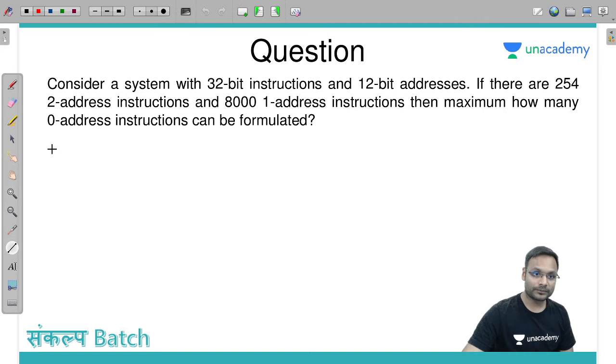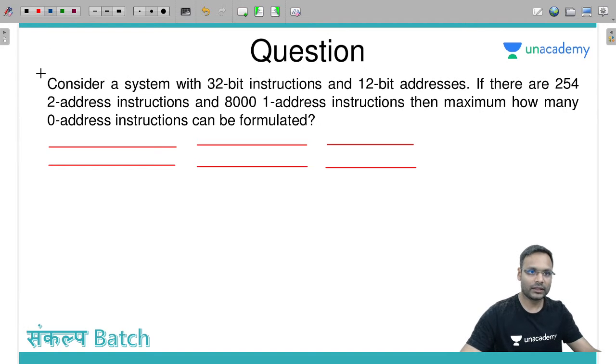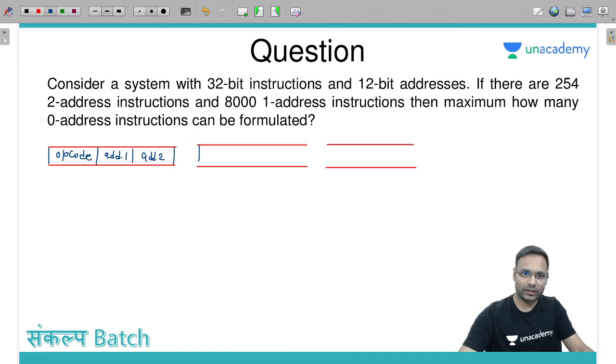Draw all the format, all possible format of the instruction, whatever the format are there: two address, one address, and zero address. Three address, okay, two address, one address, zero address. Done. Now next, formatting and number of bits, you get it. Opcode, address 1, address 2. Here opcode and address 1. Here only opcode.